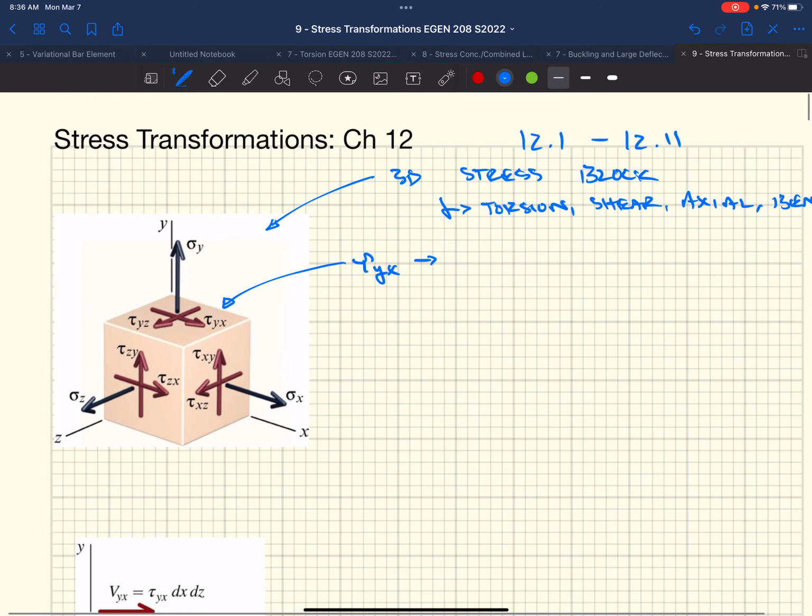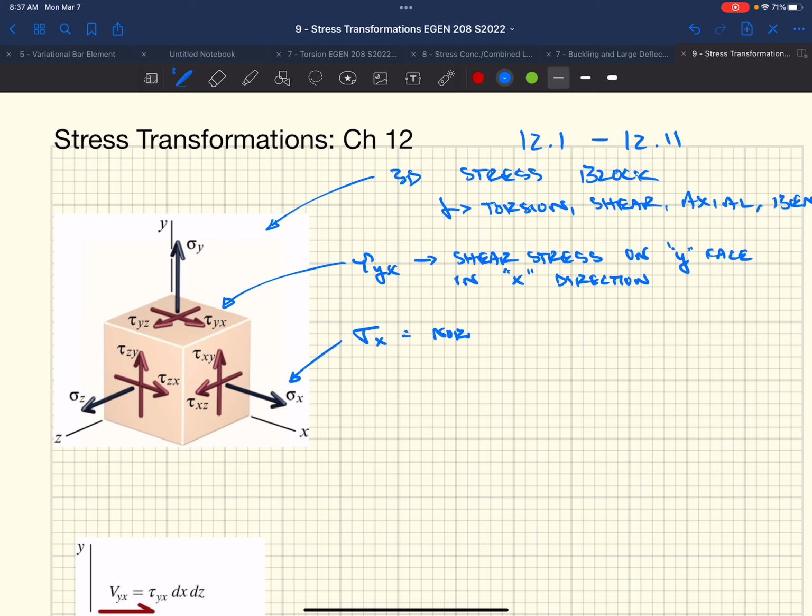So we've got tau yx, shear stress on y face in x direction. Normal stress is a bit simpler. If this was sigma x, this is the normal stress on the x-axis. Pretty straightforward.